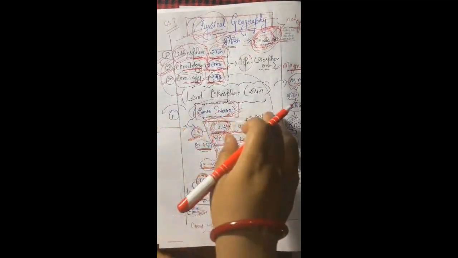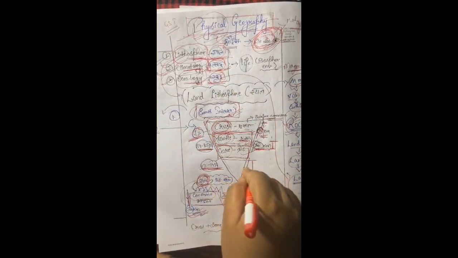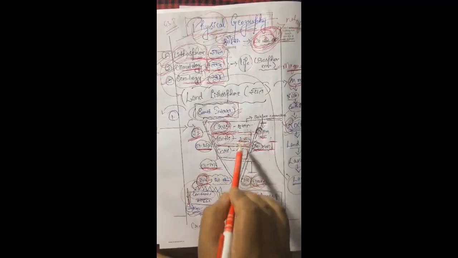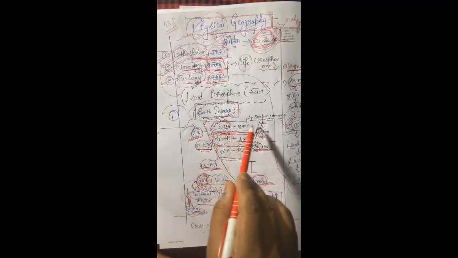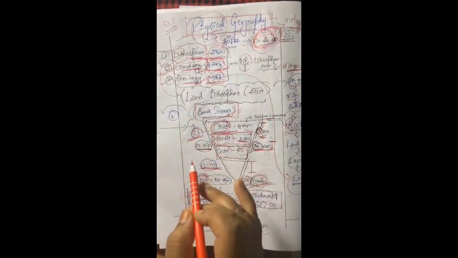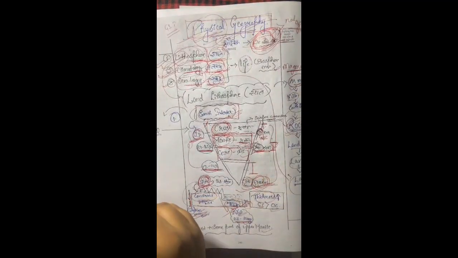Okay, so the layers of the earth. Now we see the layers of the earth here. If you take a slice of the earth like a piece of cake, it looks like an inverted triangle. The earth is divided into three layers based on volume and depth. This one is volume, this one is depth.